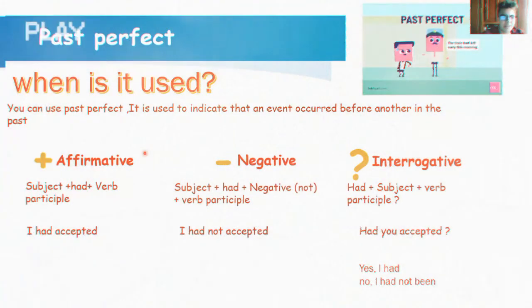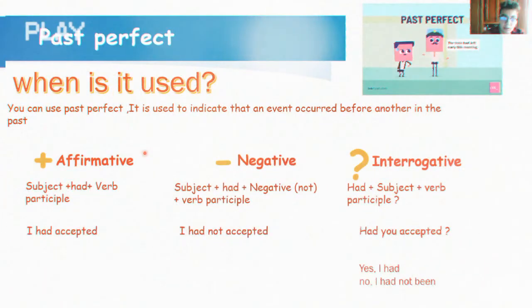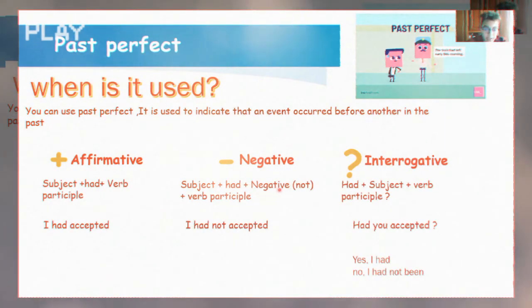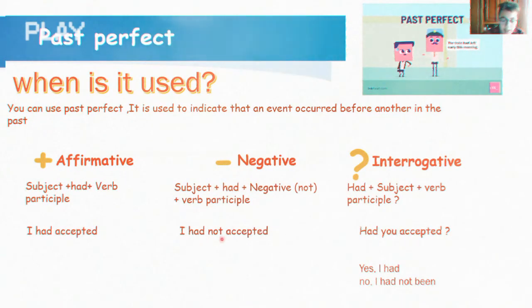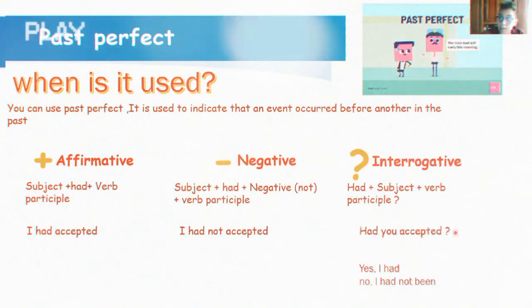Past perfect. When is the past perfect used? It is used to indicate that an event occurred before another in the past. Affirmative: subject had, verb in participle. I had accepted. Negative: subject had, negative, and verb in participle. I had not accepted. Interrogative: had, subject, and verb in participle. Had you accepted? Yes, I had. No, I had not are the possible answers.